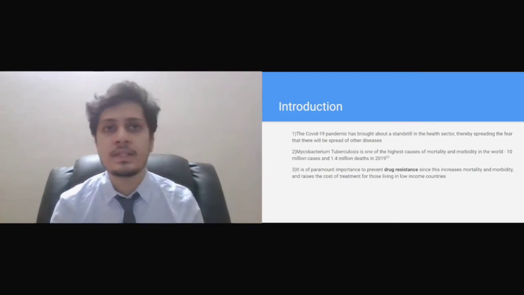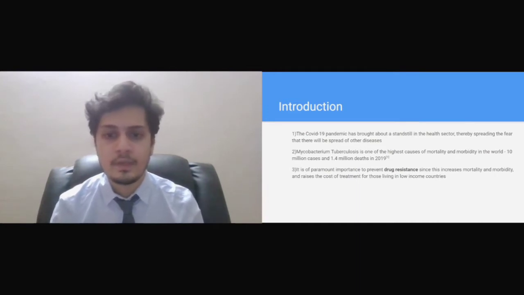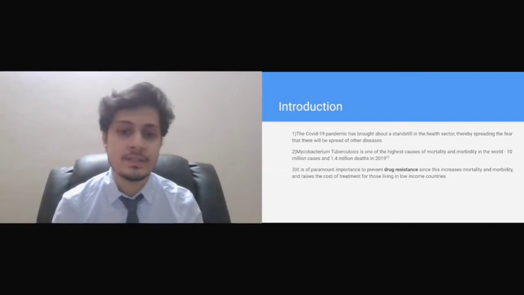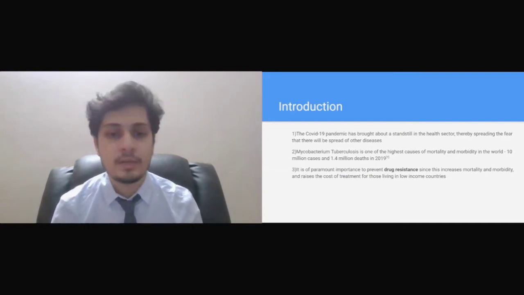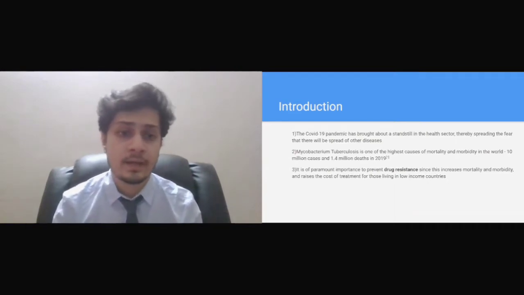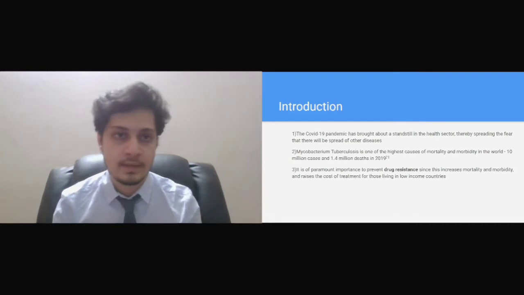Now, drug resistance mainly occurs because of failure to comply with medication. And this increases both mortality as well as morbidity. And not only this, it also raises the cost of treatment for those living in low-income countries, which is a particular problem because Mycobacterium tuberculosis is a disease that is usually prevalent in low socioeconomic areas.